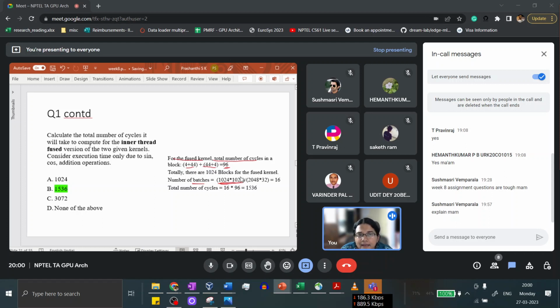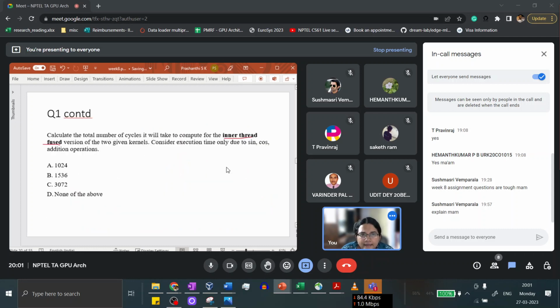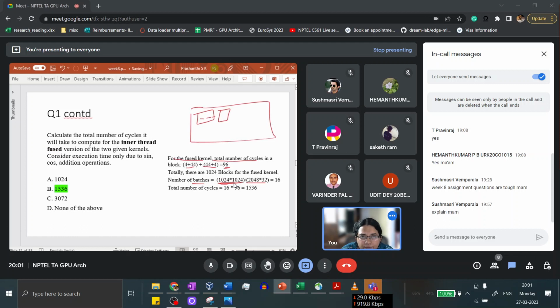but this will all happen in parallel, right? Remember, your GPU has multiple of these SMs, and then within each SM also you have multiple threads running, right? So that is your denominator. So how do you get that? Here you have 32 SMs, and each SM can support 2048 active threads, right? So you take your total number of threads and you divide it by 2048 into 32, right? That's your hardware imposed limit.